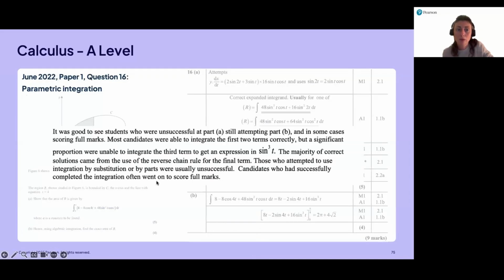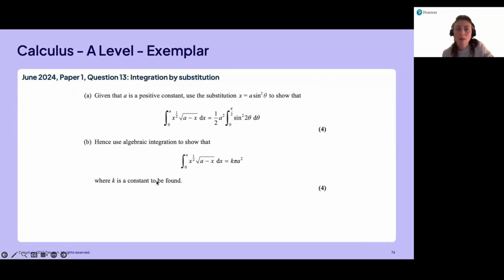Examiner's report: a significant proportion were unable to integrate the third term to get an expression in sine cubed t. And you can see they also use the words reverse chain rule. Integration by substitution, so another type that's related to trigonometry.